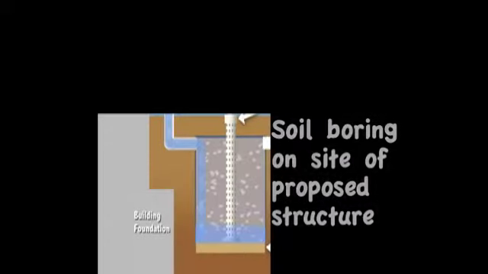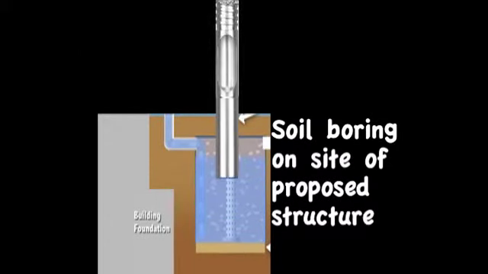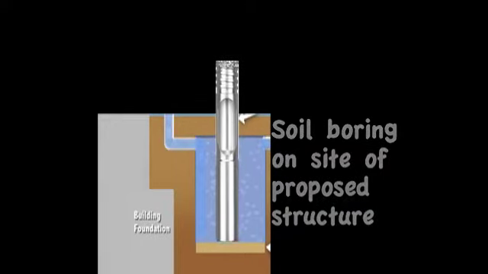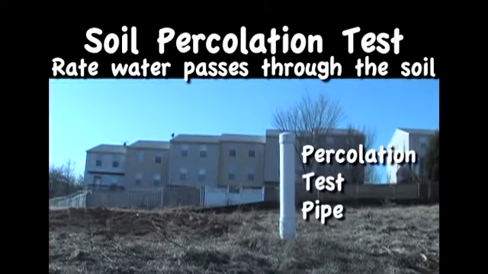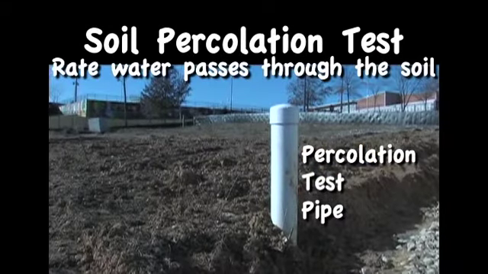Soil boring and soil percolation tests are conducted to determine if infiltration practices are suitable for the proposed development site. A soil percolation test determines the permeability of soil by calculating the rate at which fluid moves through it. These findings must be submitted with a geotechnical report.